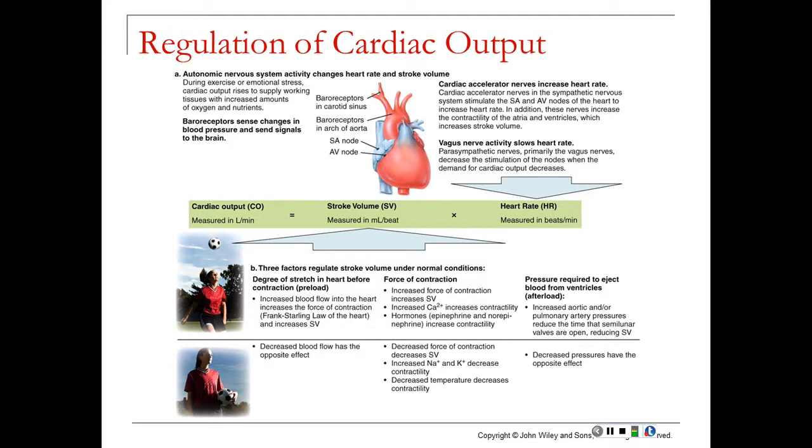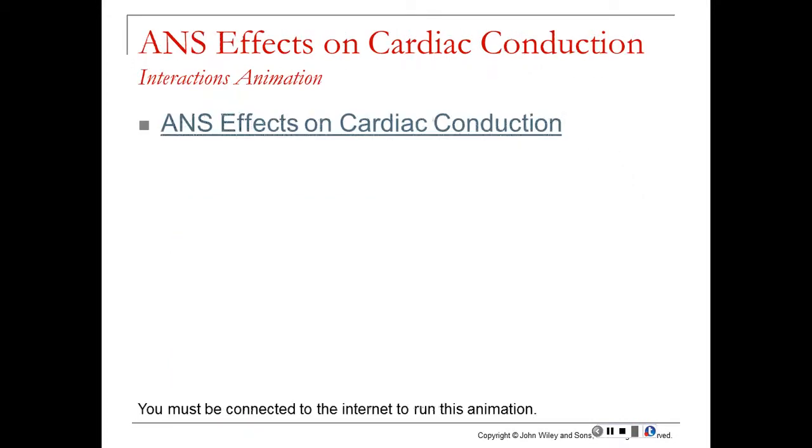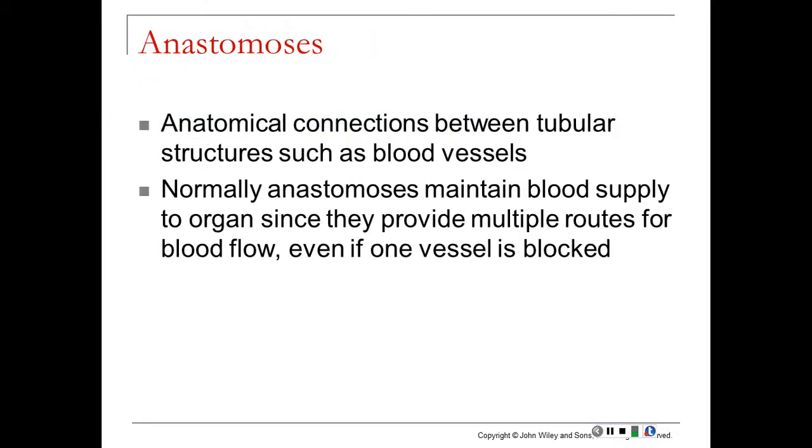Blood pressure is also going to have an effect on our stroke volume. Increased aortic and pulmonary pressures are going to reduce the time that those valves remain open, so that's going to reduce the stroke volume, and decreased pressures are going to have the opposite effect. They're going to increase the amount of time that those valves remain open. This animation here goes through the effects of the autonomic nervous system on the conduction of the heart. We'll stop here.